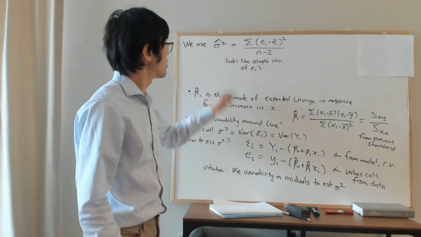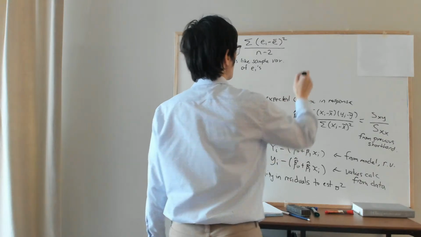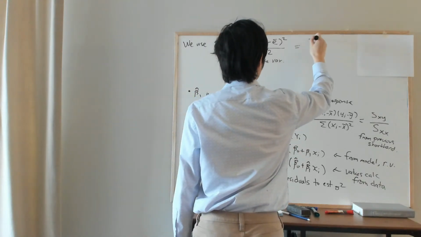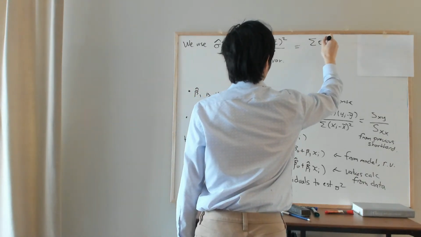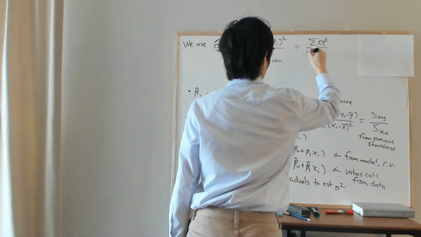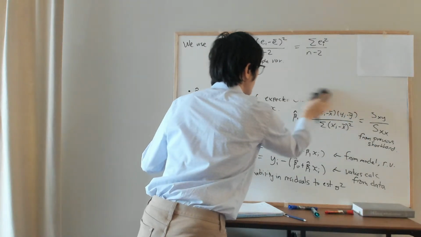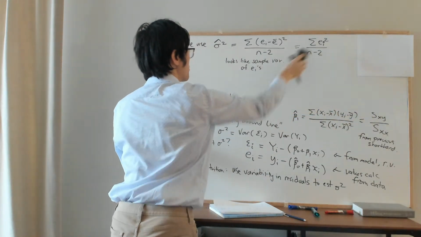Okay, so that's the estimate. So we'll make one simplification here. This is actually equal to simply taking the sum of e_i squared over n minus 2. Okay, so why are these two equivalent?